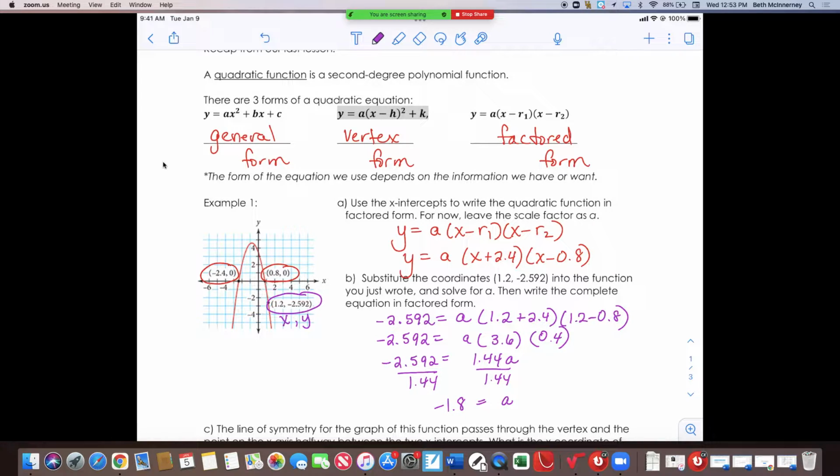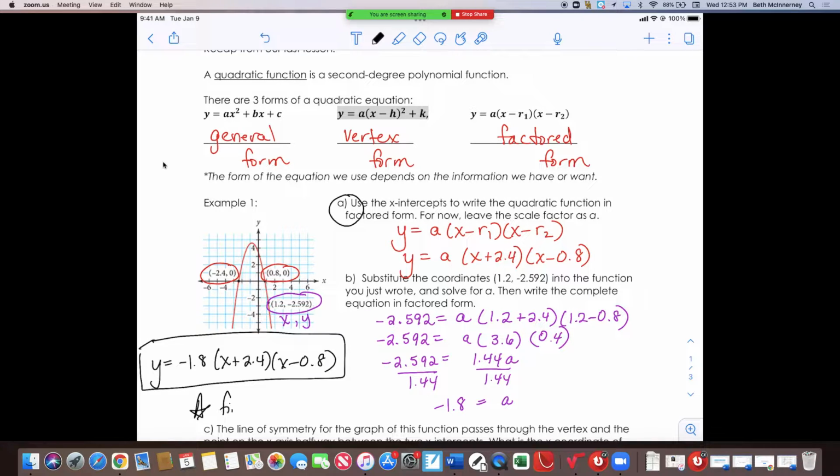So I'm getting a is negative 1.8. So now, once you find the a value, you plug it back in to the part A that we had. And then here is my equation in factored form. So write yourself a note. You have to find a. Okay, you have to find the a value.